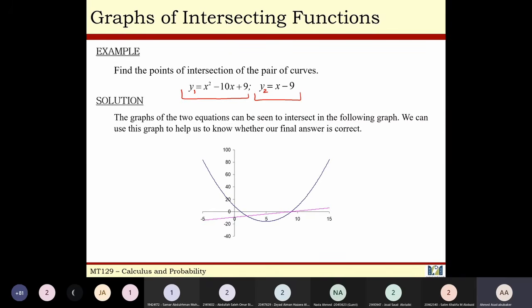Now, if we need to find the intersection point for any two functions, this means we need to solve the equation f of x equals g of x, or y1 equals y2. When we say find the intersection points of two functions, it means you set them equal and solve this equation.